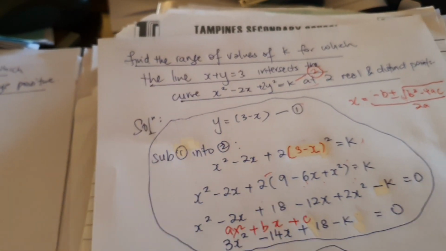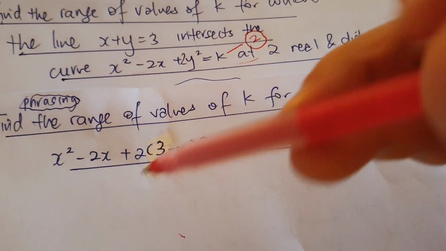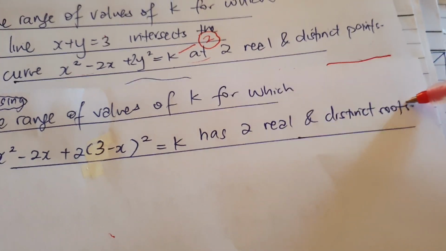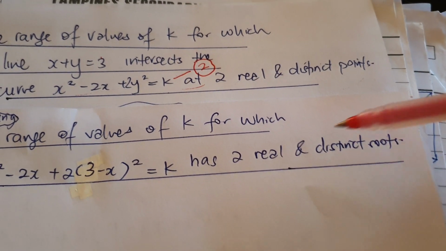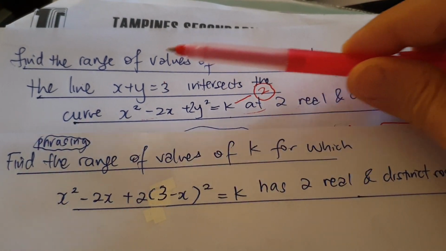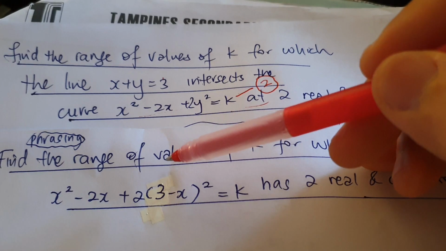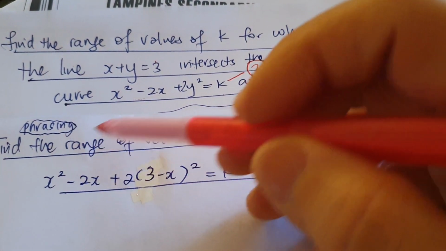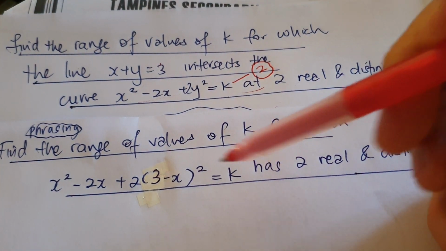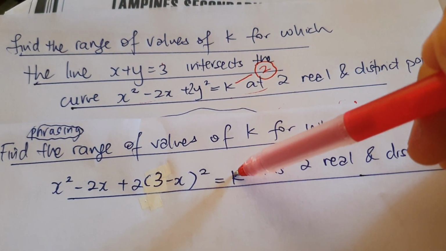Now, to end off this video, I would like to tell you that another way to phrase this question is this here, okay? The phrasing I wrote here: find the range of values of k for which it has two real and distinct roots. Now, this question is the same as this question. You must be able to recognize that. Why? Because this question, can you see that they wrote it as everything in terms of x? There's no y at all. So this is like the equation that you need to solve.